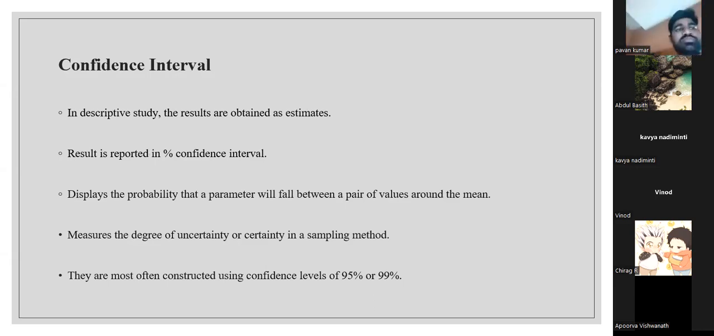Confidence interval. In a descriptive study, the results are obtained as estimates, and the results are reported with a confidence interval. It displays the probability that a parameter will fall between a pair of values around the mean. It measures the degree of uncertainty or certainty in a sampling method, and the most commonly constructed confidence levels are 95% and 99%. Give an example of how you express it.